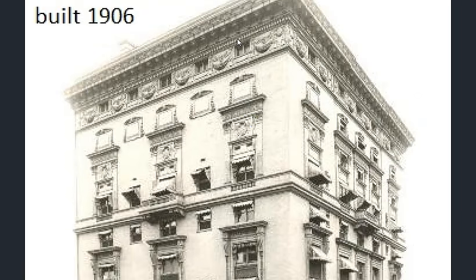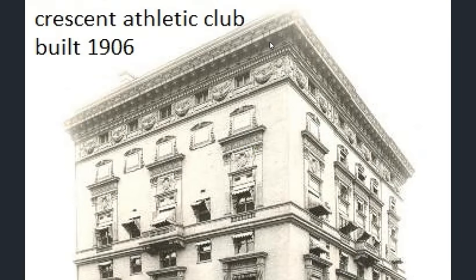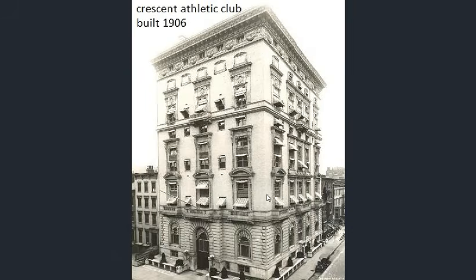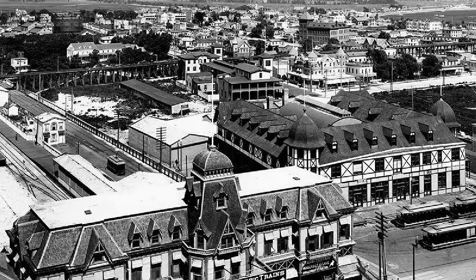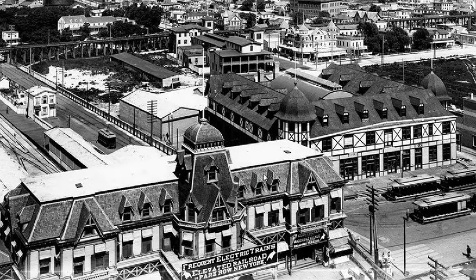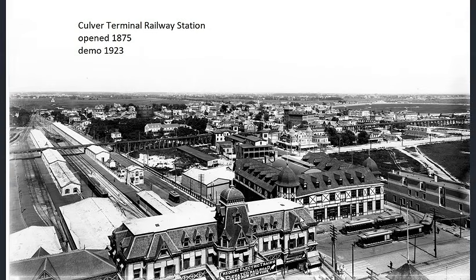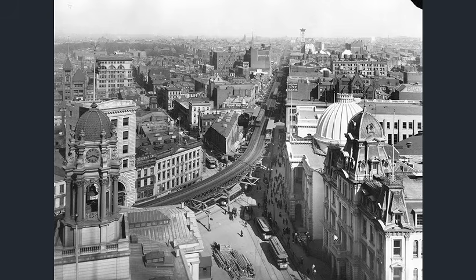The Crescent Athletic Club, heavily ornamental, as you can see here. Multi-storied structure, 1906. The Culver Terminal Railway Station, opened 1875 and demolished 1923. Very short window of time as well. Nice looking structure though. Very charming, these old world structures.